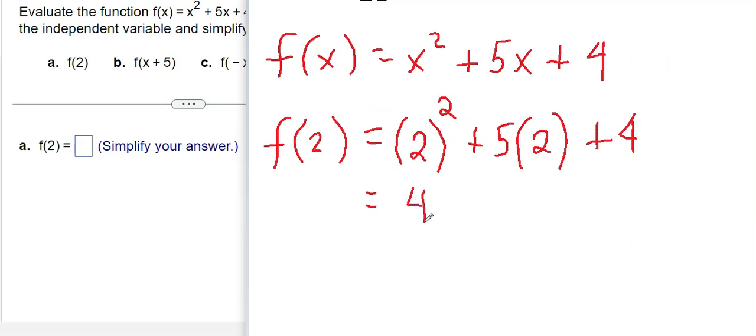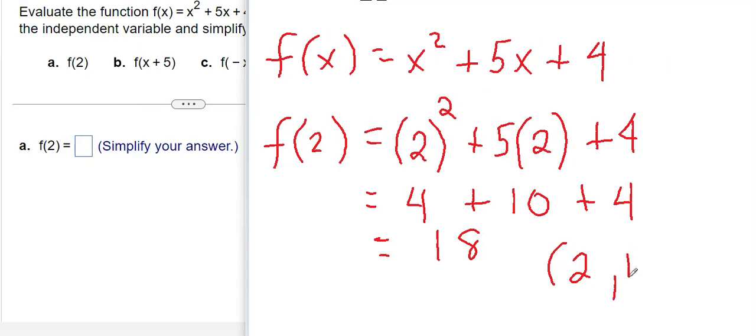So doing the arithmetic, 2 squared is 4. 5 times 2 is 10, plus 4, that is a value of 18. So f of 2 for the function x squared plus 5x plus 4 is 18. Now, if we were to plot this point or use this to graph this function, this would be our x and this would be our y. (2, 18) is the ordered pair that corresponds to this. Now, they didn't ask us for this, but it's important to know for later.